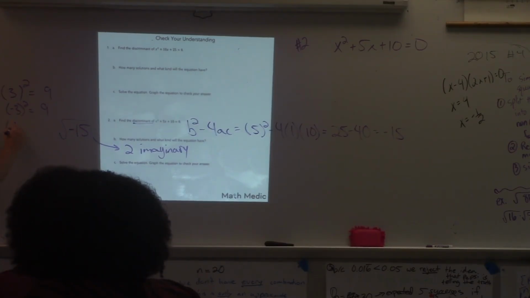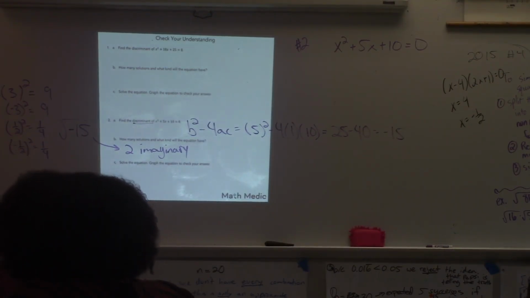Does anyone know what 1/2 squared is? 0.5? Well, it's 0.5 times 0.5, but I would remind you, we're just squaring it, so what's 1 times 1? And what's 2 times 2? 4. So it'd be 1/4, which is 0.25. What would negative 1/2 squared be? Positive, it'd be a negative times a negative, 0.25 again. So, remember, any real number squared gave me a what? A positive, right?